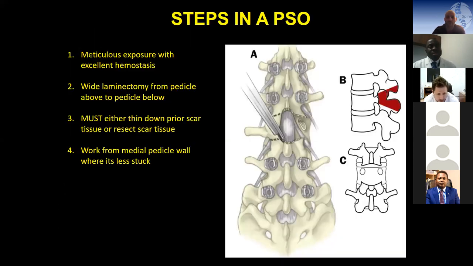Okay, great. All right, so typically I start with meticulous exposure with excellent hemostasis. This is so critical because I always tell my residents and fellows, you cannot lose all your blood during the exposure, because then the game is over. You want to preserve that blood loss for the decancellation part where you cut in the wedge, because that's when the bleeding typically starts. So I'm always there in the room for the exposure for these big cases, because we've got to control the blood loss.